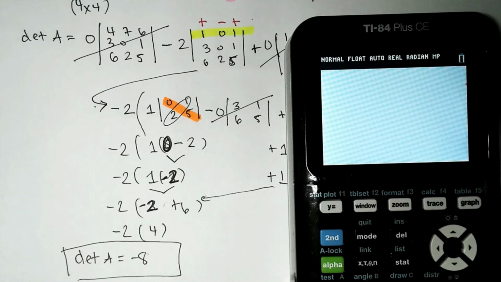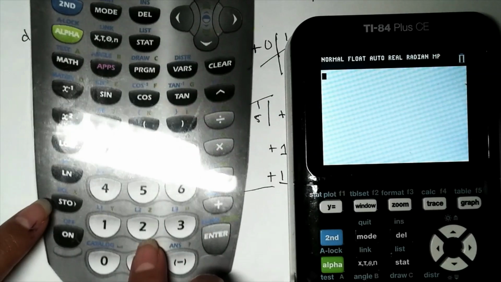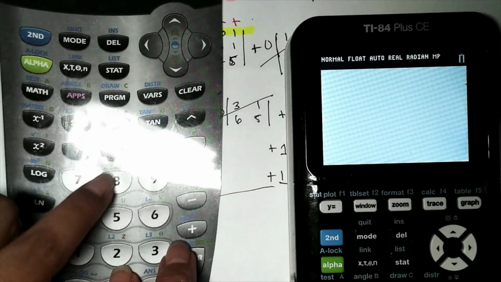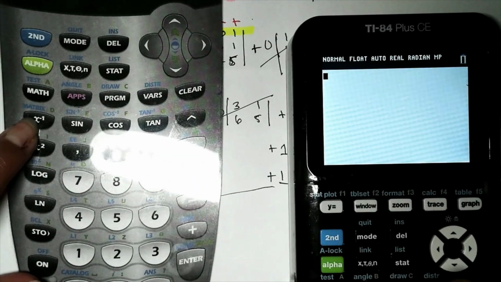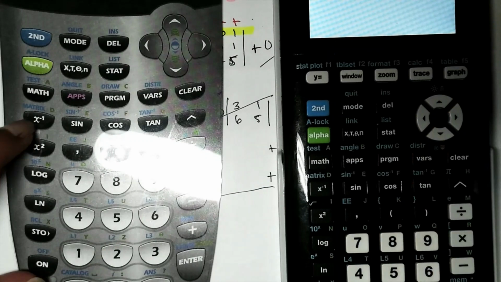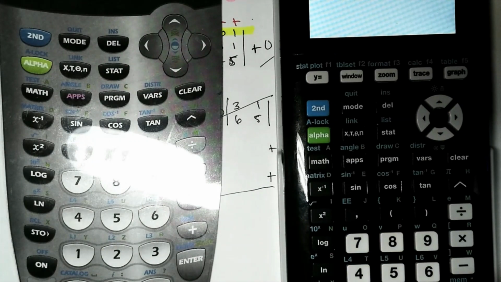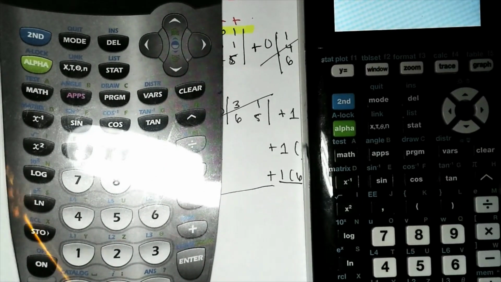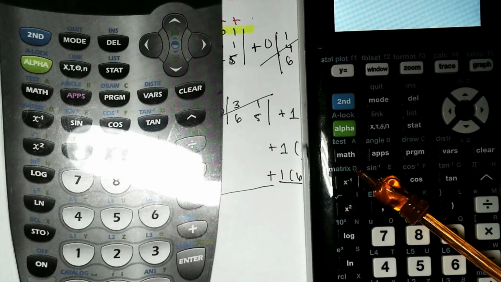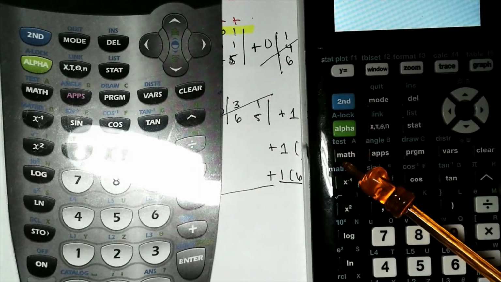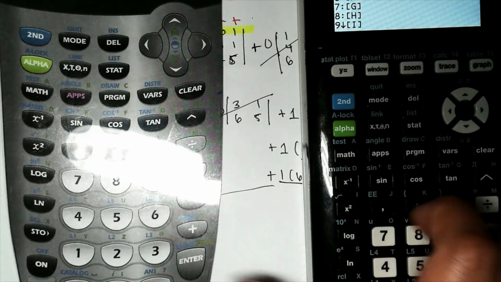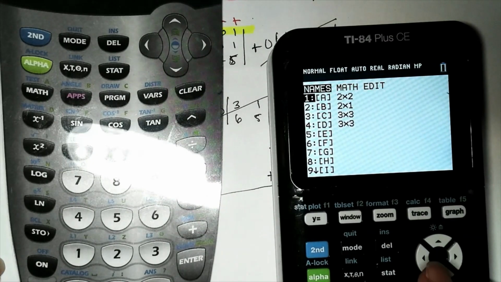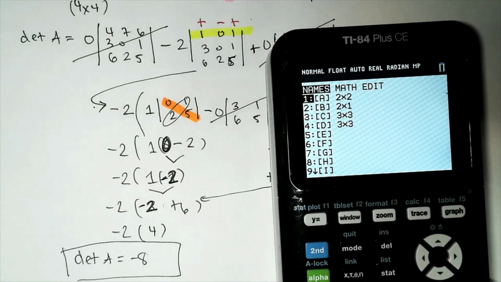Anytime you want to do something with matrices, you have to go to the matrix home screen. Matrix is not a main key. It's a behind key. So anytime you need a behind key, you have to hit second. So second, matrix. And then we want to first edit the matrix.